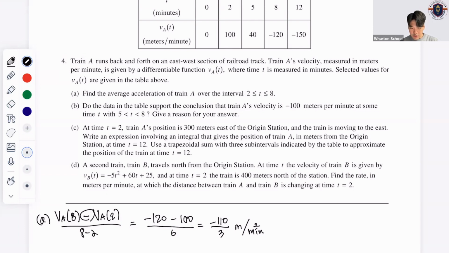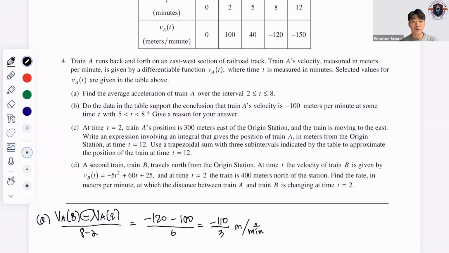The next question asks: do the data in the table support the conclusion that train A's velocity is negative 100 meters per minute at some time t? Here we're going to use a critical concept from calculus called the IVT, the intermediate value theorem, because we want to see if a particular value exists within the given interval.